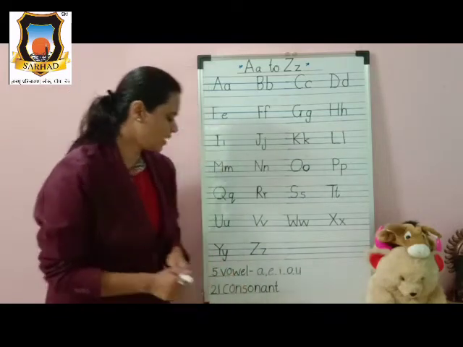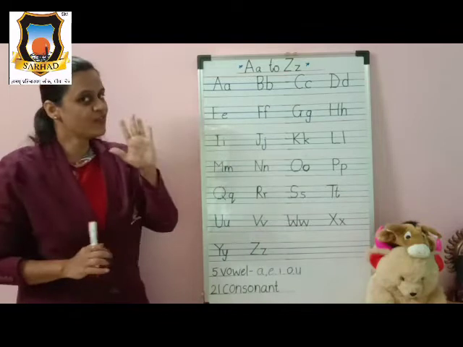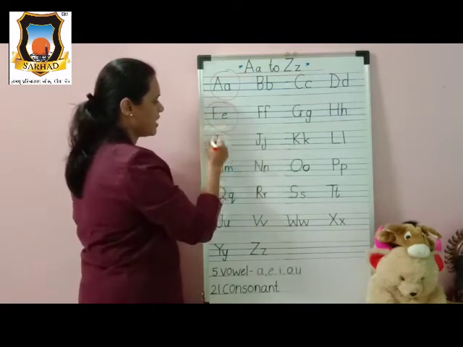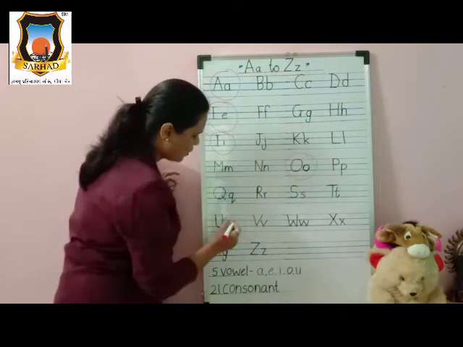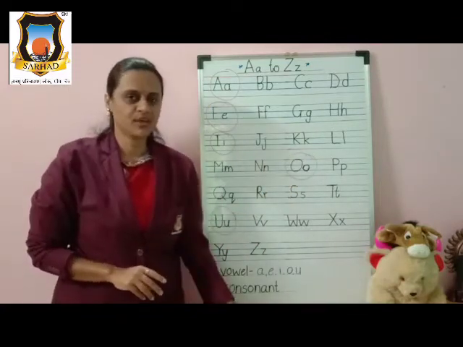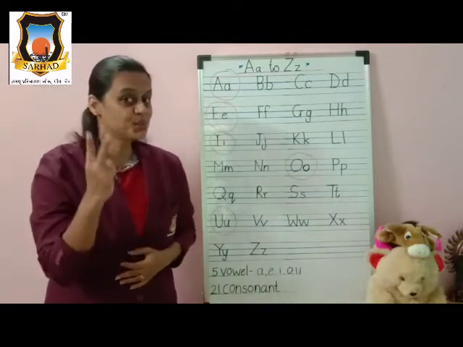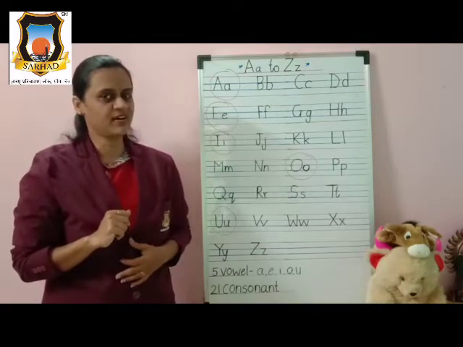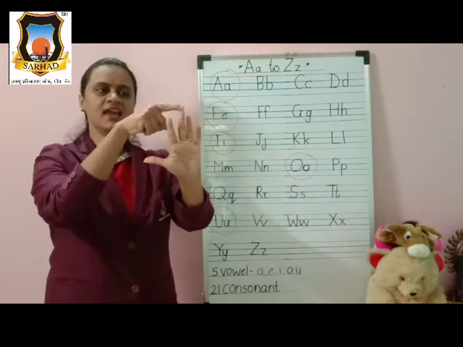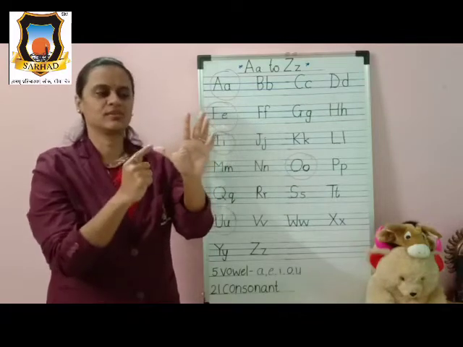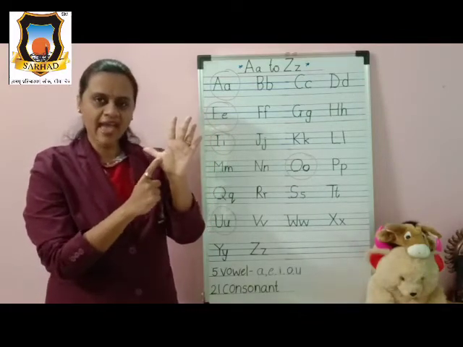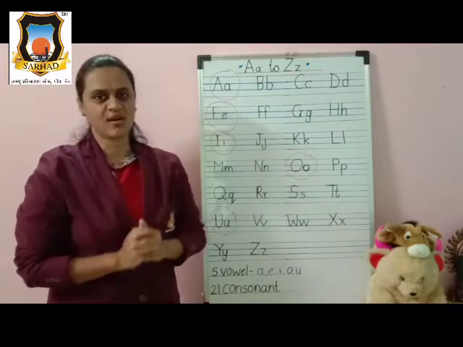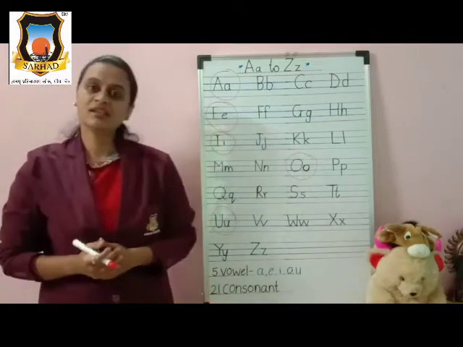And how many vowels? There are 5 vowels. A, E, I, O, U. These are 5 vowels. They have 2 sounds. Long sound and short sound. Okay, first long sound. A, E, I, O, U. Long sound and short sound. A, E, I, O, U. These are short sounds. And remaining 21 consonants.